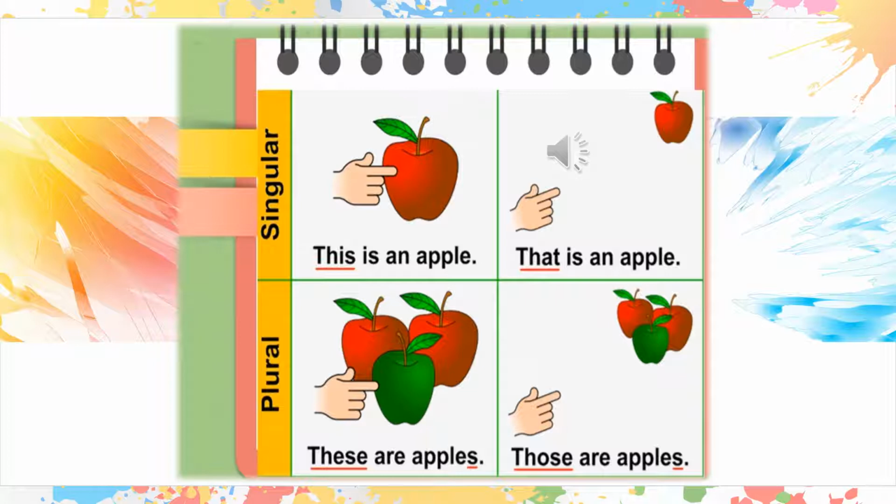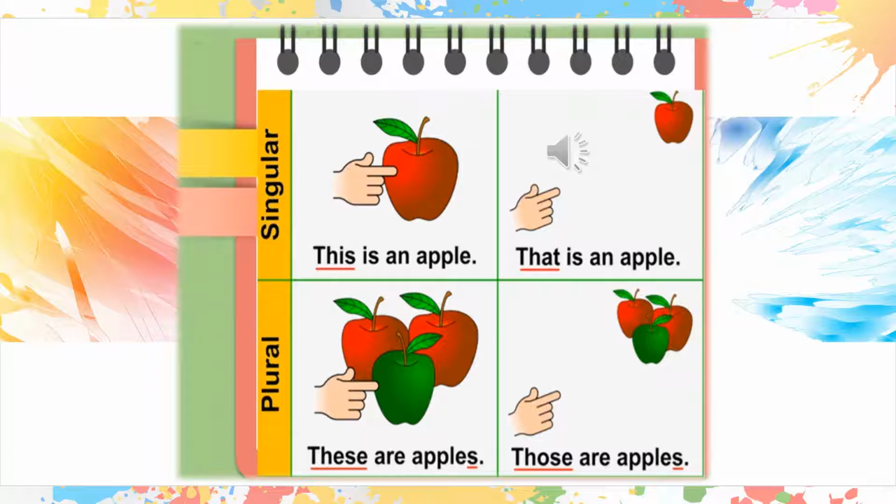So what do you understand, kids? When we talk about a singular thing, which is an apple here, if it is close to us, we say this. If the object is far from us, we use that.